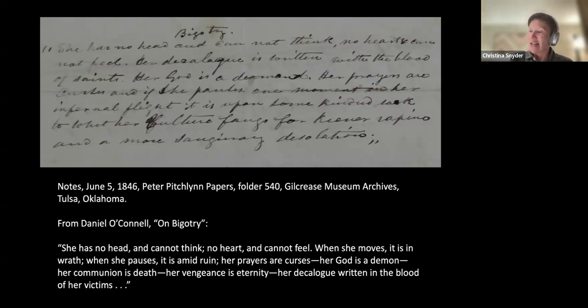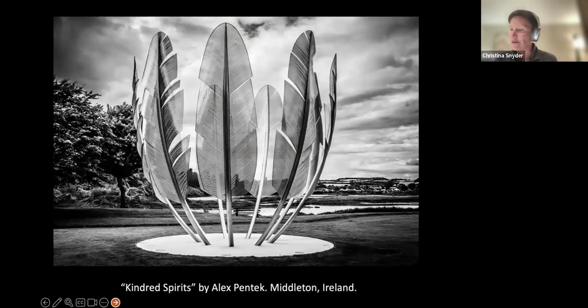$710. Now, while American newspapers cited the influence of whites, especially missionaries, it seems more likely that Indigenous people had their own motivations.